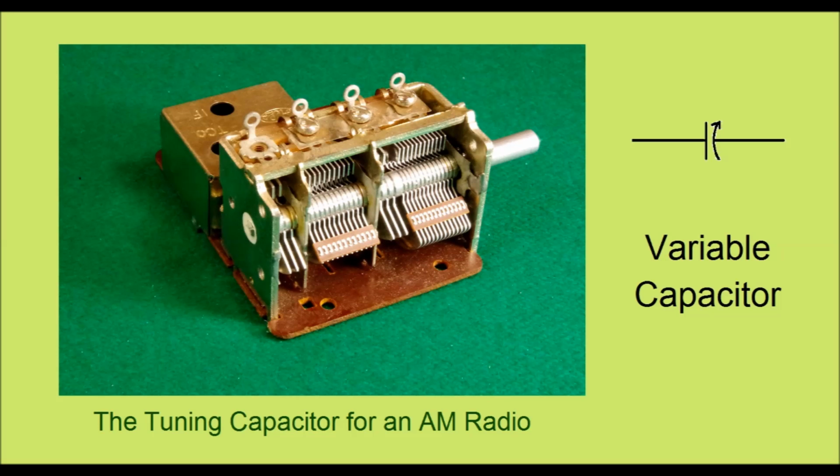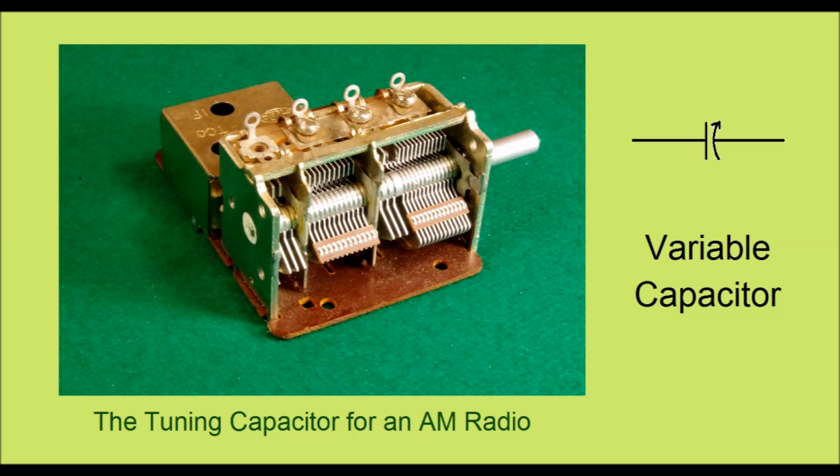The third type of capacitor we will look at is the variable capacitor. This has a set of semicircular plates attached to a shaft which can be rotated by turning the knob. This set of plates is called the rotor. A second set of plates, called the stator, is attached to the main frame of the component. When the rotor is turned so that the moving plates mesh with the stationary plates, the capacitance changes.